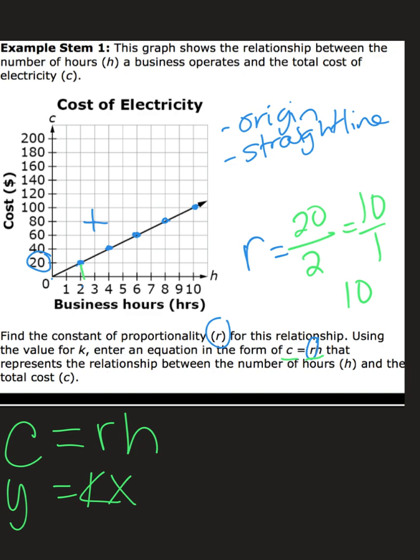Keep an eye on things like this because, just so you know, there is a problem similar to this that will be on your upcoming test. So I'm going to have the c in there, and if you put a y instead of the c, it's going to mark it wrong even though you got what you're doing right. So c equals 10 times h, and you're all set.